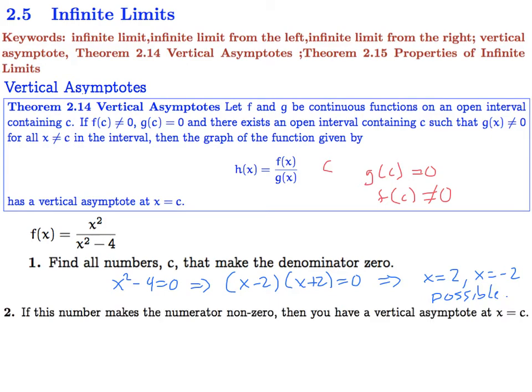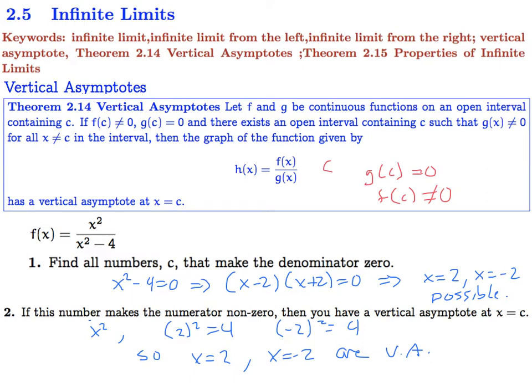Step 2, according to the theorem, says, well, if this number makes the numerator non-zero, then you're going to have a vertical asymptote. So now we need to check these numbers in the numerator, x squared. So we see, well, 2 squared is equal to 4, and negative 2 squared is also equal to 4. So this means x equals 2 and x equals negative 2 are going to be vertical asymptotes, often abbreviated by VA. So it doesn't seem so bad.